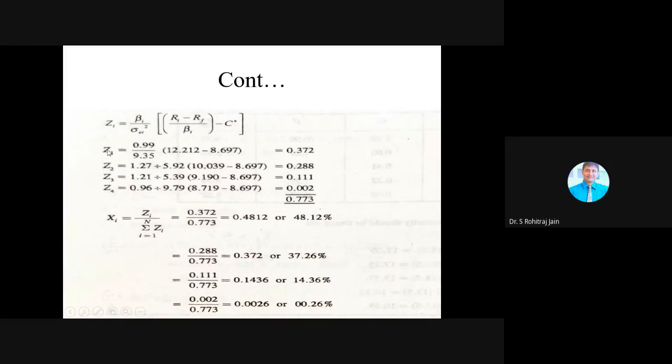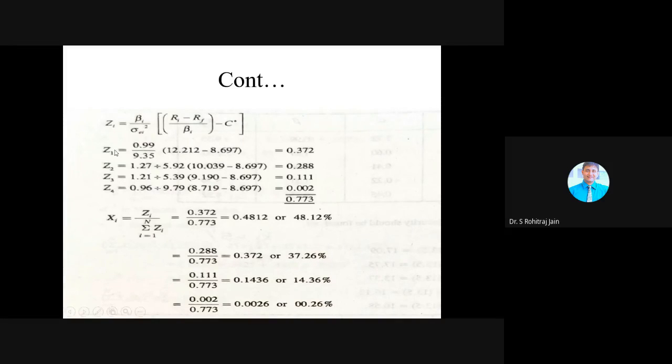See students, there were 5 stocks in the problem. But after finding the cutoff point, I got only 4 stocks. I need to neglect the 5th stock. The moment I get a value which is higher compared to the previous one, I need to stop there. So what I'm calculating now is the proportion of funds that has to be invested in the first 4 stocks. Z1 is equal to beta of the first stock, that is 0.99, divided by sigma e square of the first stock, that is 9.35, multiplied by Ri minus Rf divided by beta. Already we have calculated, that is 12.212 minus the cutoff point 8.697, that is 0.372.